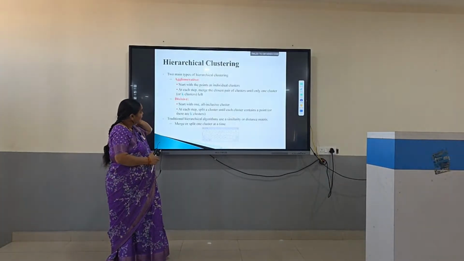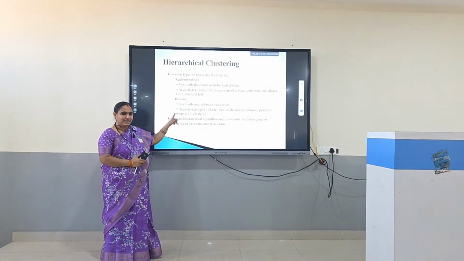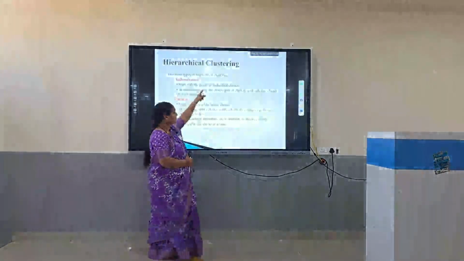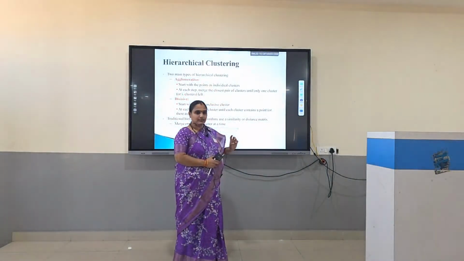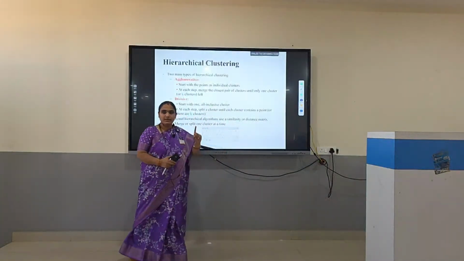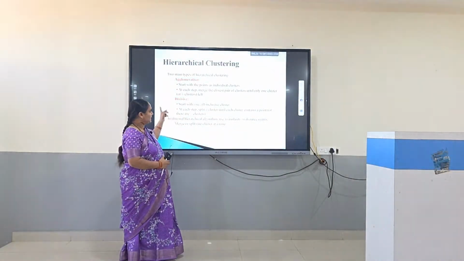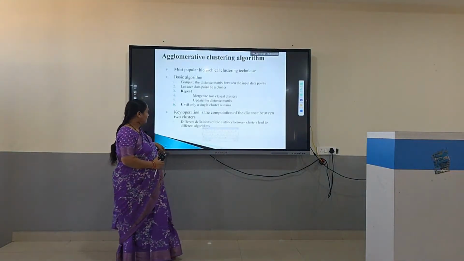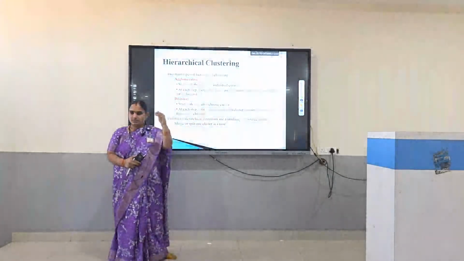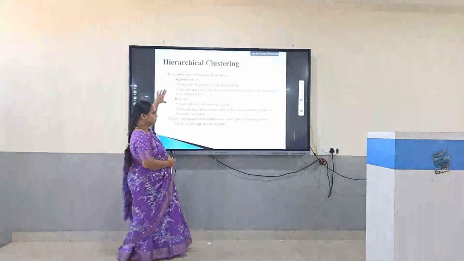Then, hierarchical clustering has two different types. One is agglomerative clustering, another is divisive clustering. Agglomerative clustering starts with points as individual clusters, then it combines them into a single cluster. Divisive clustering starts with all points in one cluster, then it divides into individual clusters. Is this clear, everyone? So these are the two different varieties.